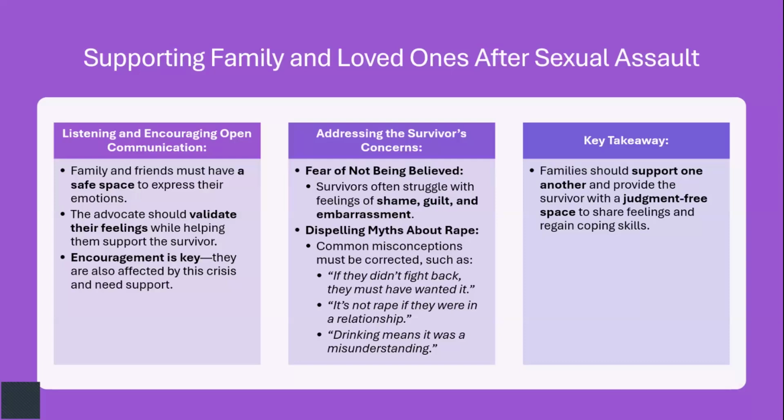When it comes to supporting family and loved ones after the sexual assault, it's important to listen and have open communication. Family and friends have to provide a safe space for survivors to express their emotions. Advocates should validate those feelings while also helping them support the survivor. We want to encourage that open communication. And then, of course, there's the fear of not being believed. Address those concerns with both the survivor and the secondary victims, and help them understand that the survivor may already feel shame and guilt.